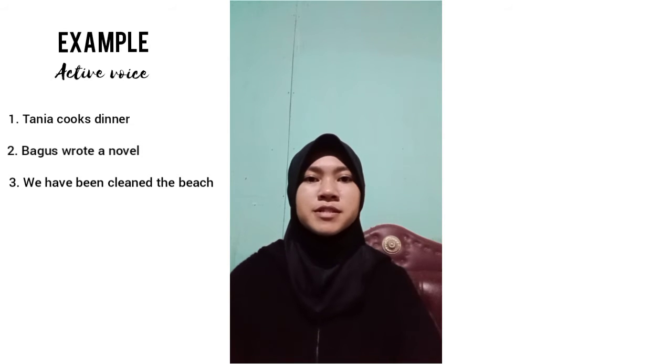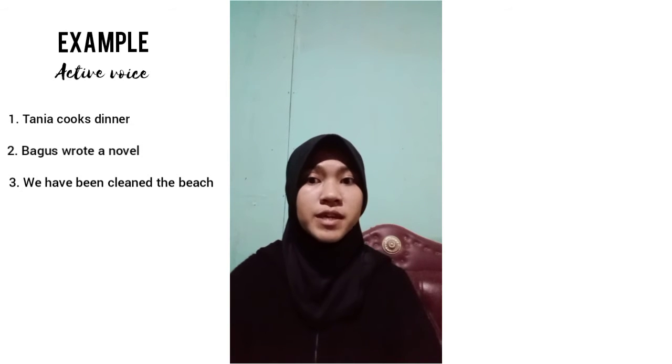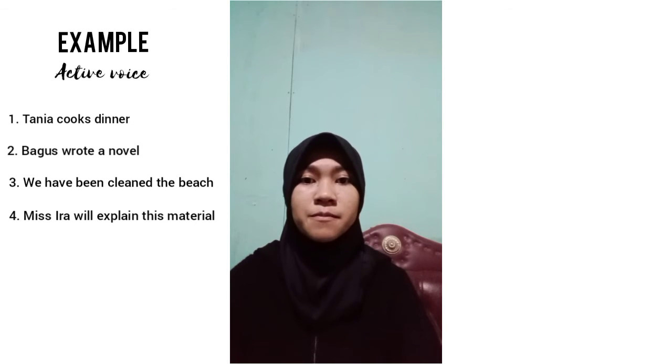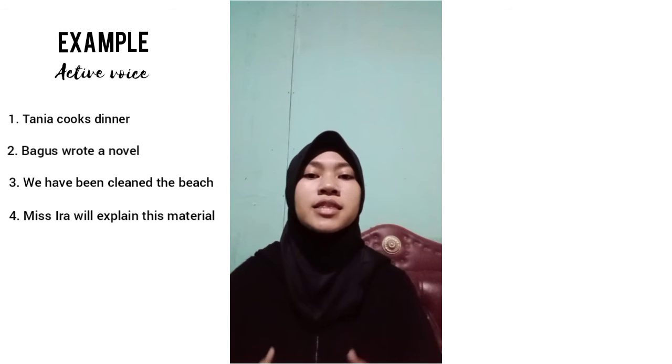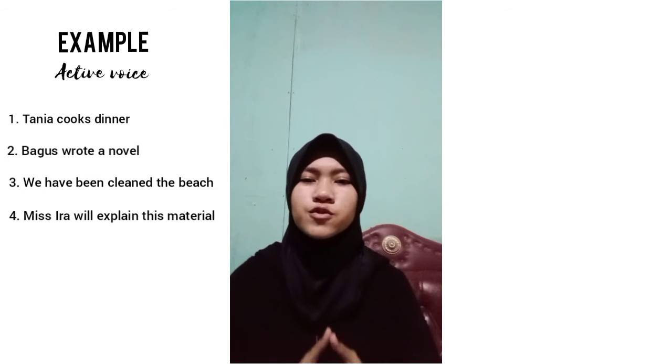The third example sentence is We have been cleaned the beach. This third sentence includes the past perfect sentence because it uses to be had been or have been, and uses verb 3. And the last example is Miss Ira will explain this material. This sentence is a future sentence because it uses to be will and uses verb 1. That was examples for active voice.